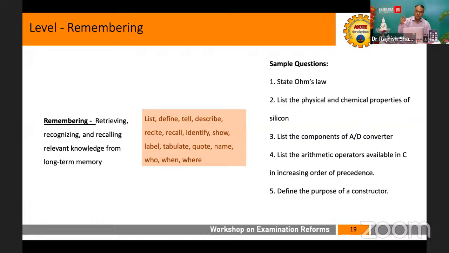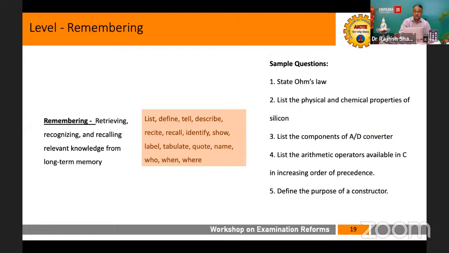Student will be able to do that labeling properly if he remembers that. So a pure test of the remembering power of the student strictly gets aligned with the remembering level of Bloom's taxonomy. Tabulate, quote, name, who gave, say, the 3 laws of motion. So Newton, right? You need to remember it. Who, when, ask something like when India got independence. So when, 1947, we need to remember it.